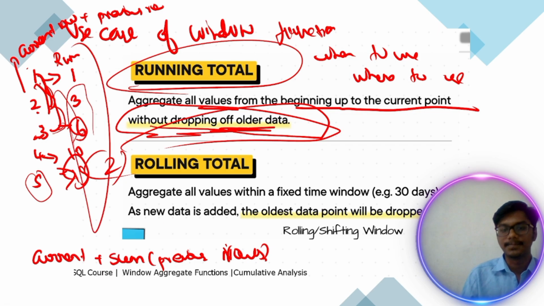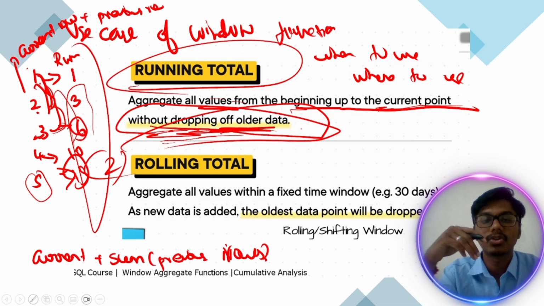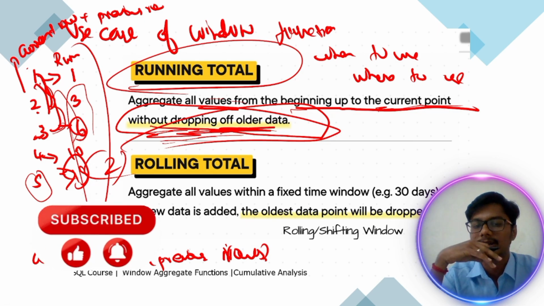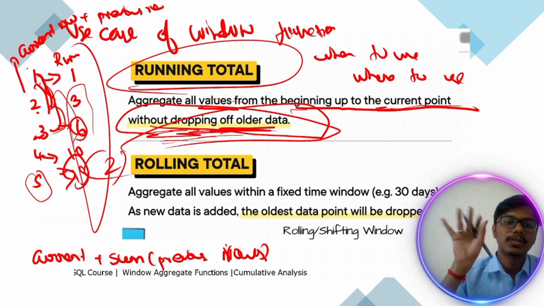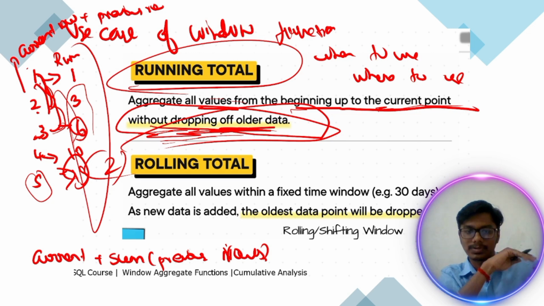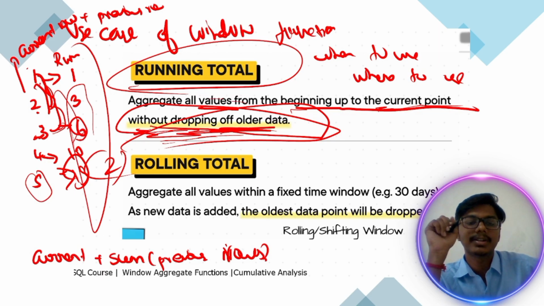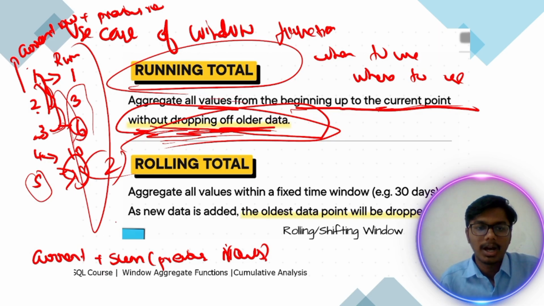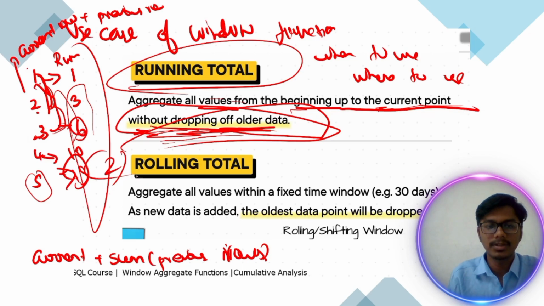These are the running totals, without dropping any of the older data. The running total aggregates all the values from the beginning up to the current point without dropping the older data. That is what is meant by the running total. I'm explaining very clearly, guys. It aggregates all the values from the beginning to the current point, the current row plus the sum of the previous rows. But the main intention is not dropping the older data.